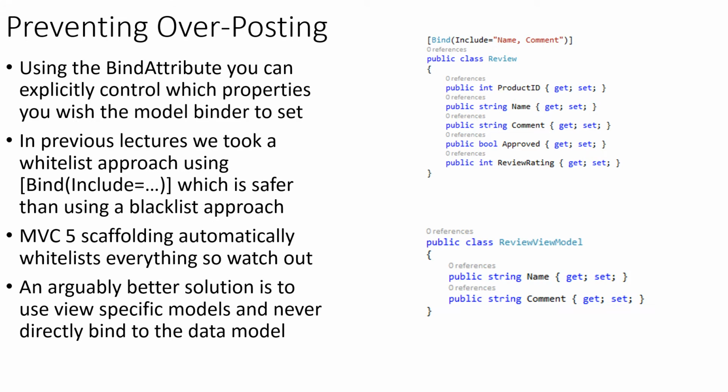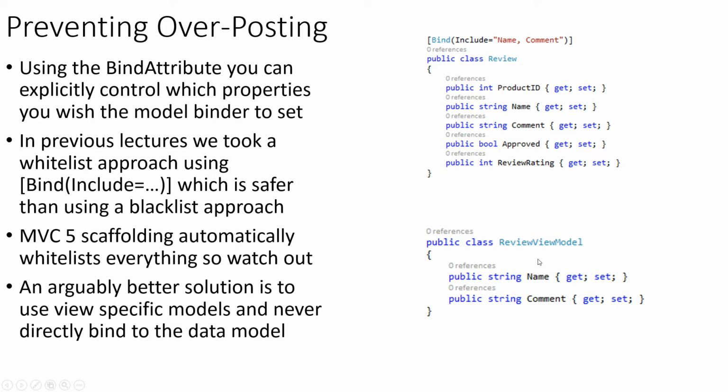Now, there is a better solution to this, which is to use view-specific models. So instead of having your model being review, you'll still have this class, and your database entry will still be based off this, but you can create a review view model that only has the two things you want to get from the browser. And then you change your code to work using this. So this would be the model that your create view uses.